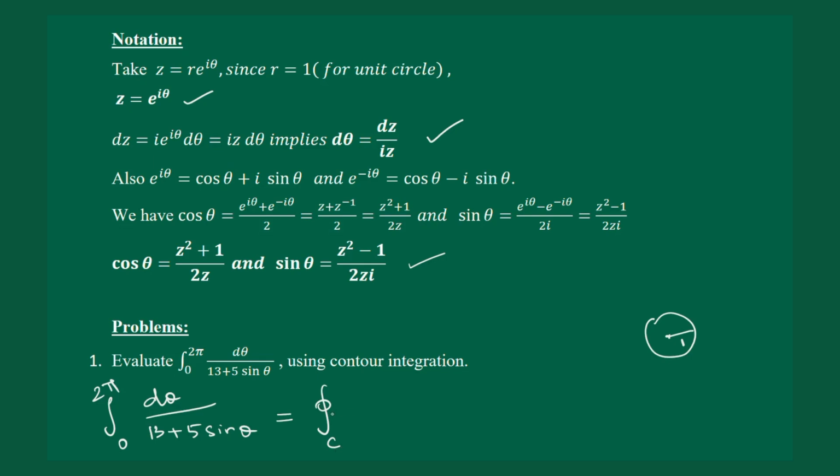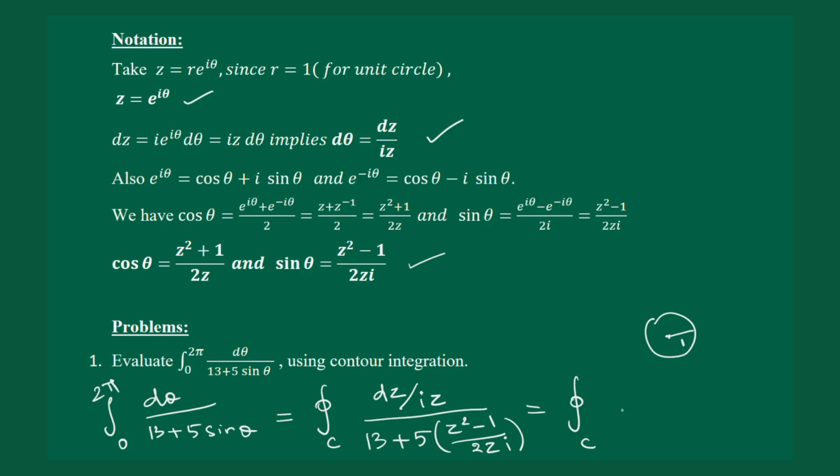Okay. Now d theta. What to replace as d theta? d theta can be replaced as dz by iz, divided by 13 plus 5 into sin theta, and sin theta can be replaced as (z square minus 1) by 2zi. Clear? Now we have to simplify this.